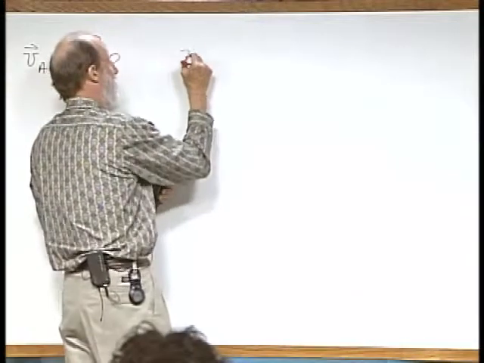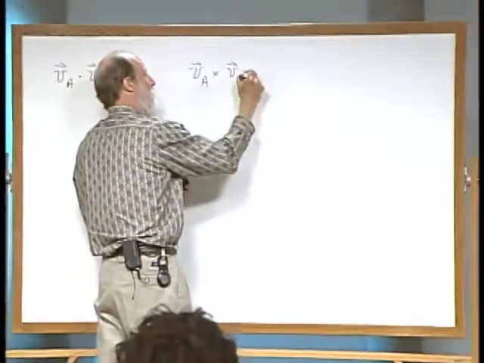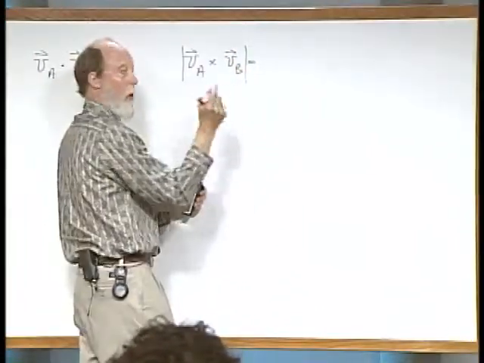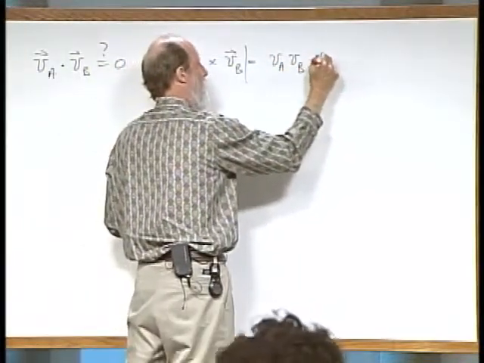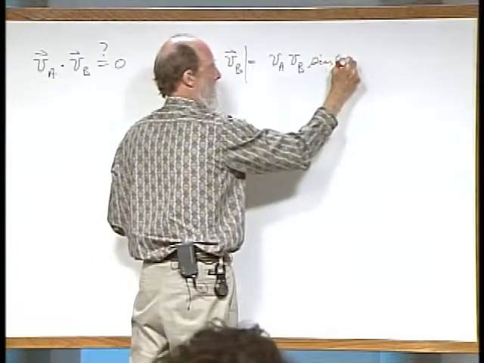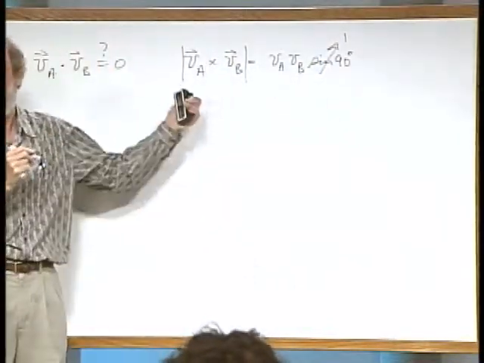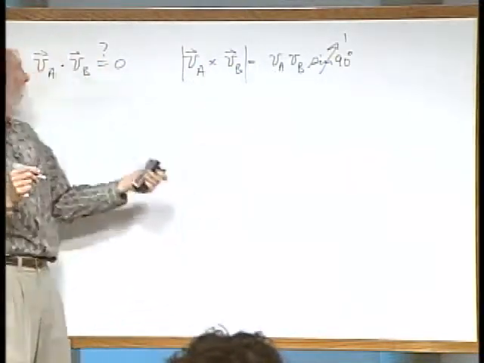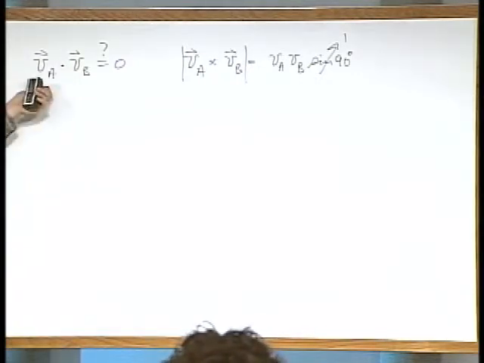Because a cross product, remember, magnitude of that is the product of the magnitudes of each vector times the sine of the angle between them. Okay? So if we showed that, we'd have it, or if we showed this, we'd have it. Okay. Let's go ahead and come back and grab this.